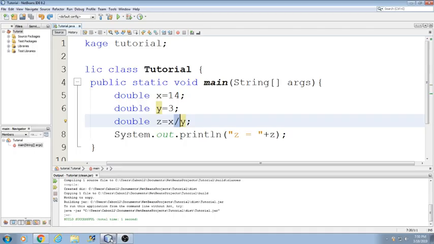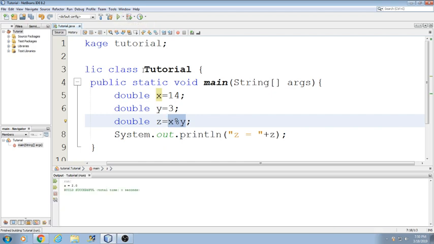Alright, last and final mathematical operator is the modulus operator. That is represented by a percent sign, which is the symbol above the 5 key. Alright, so what does this do? This gives you the remainder of the quotient. So in this case, z is equal to 2. 3, 6, 9, 12. Yep, that gives you a remainder of 2. That's all it does. It gives you the remainder.